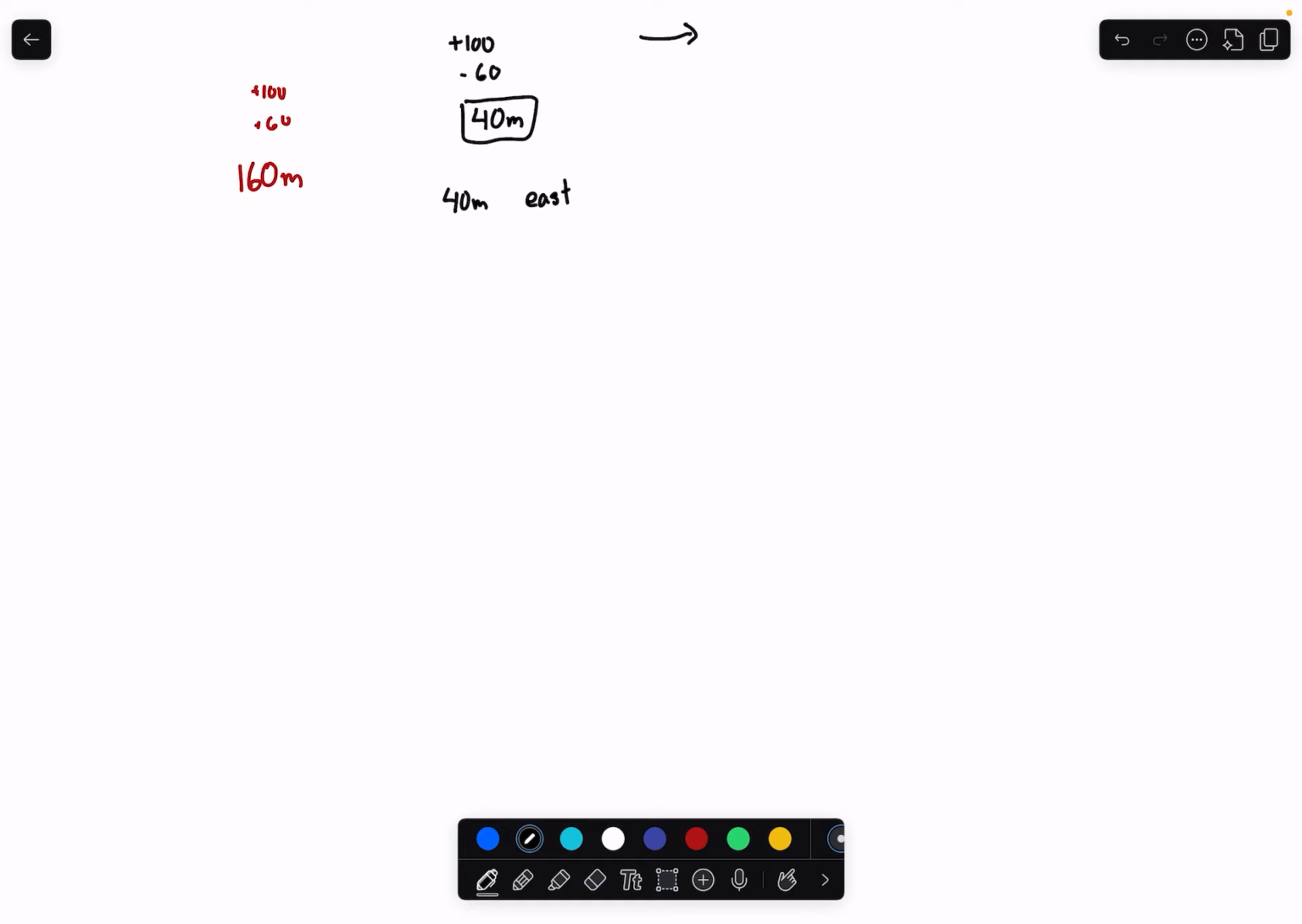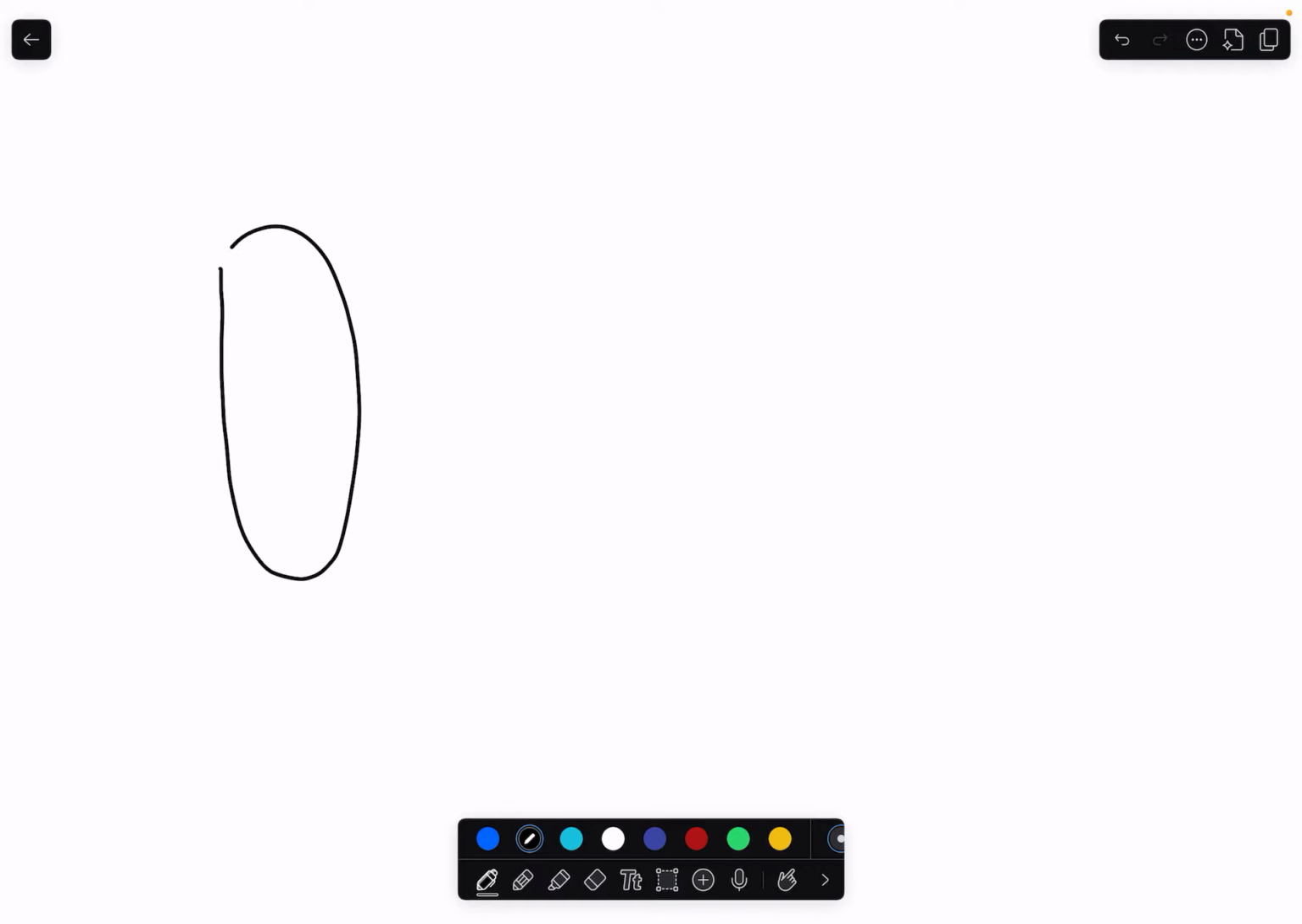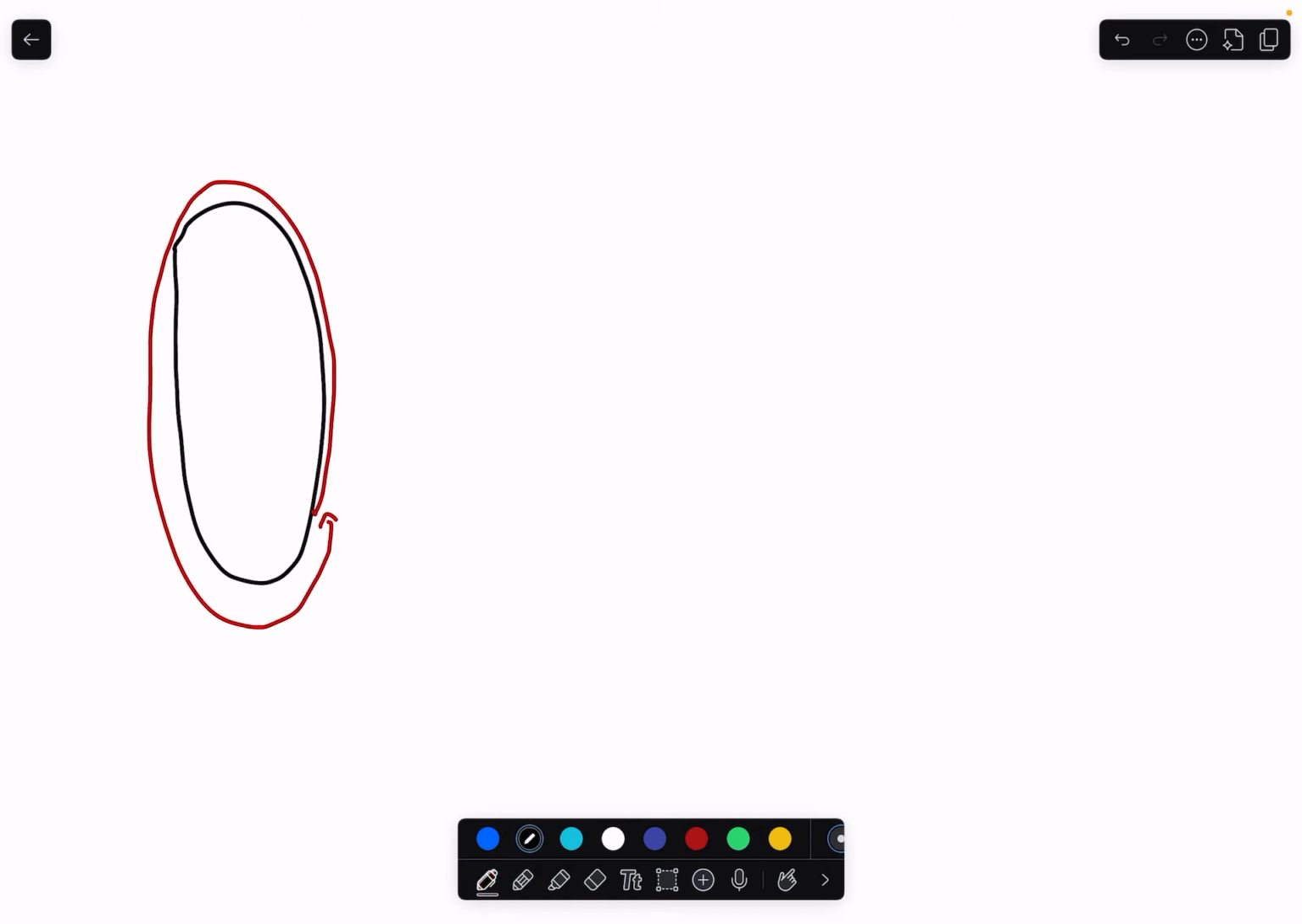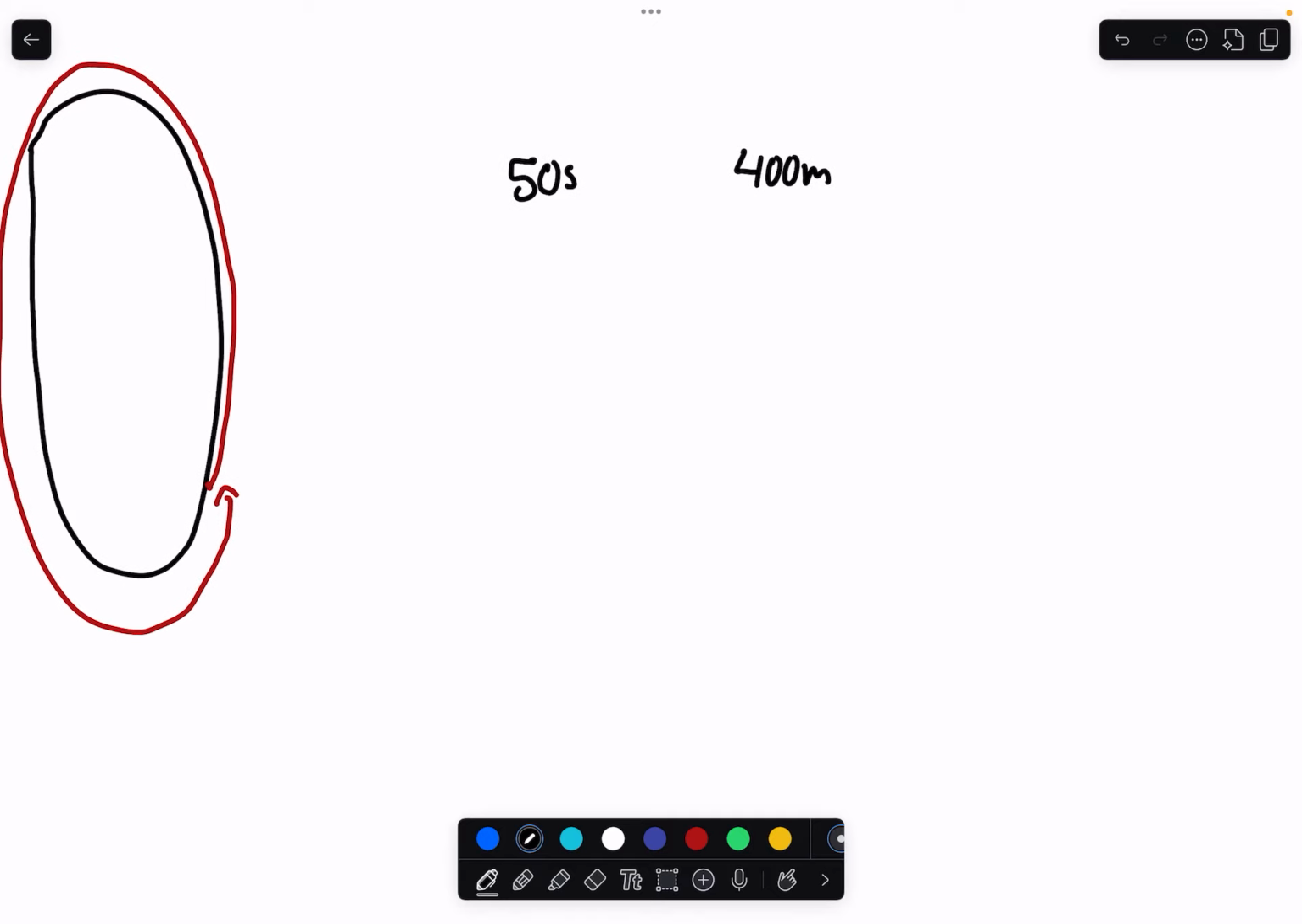We're going to do another one here concerning velocity. We've got a runner going around a track, starts here and does a full loop of the track and ends up right back where they started. If it takes the runner 50 seconds to go around a 400-meter track, what is their average velocity and what is their average speed?